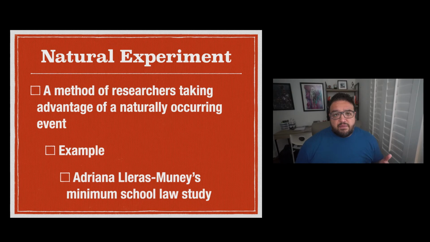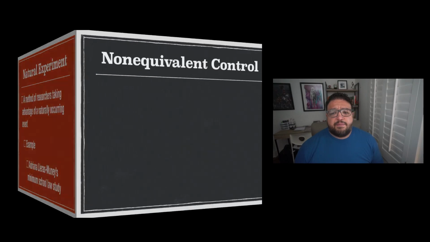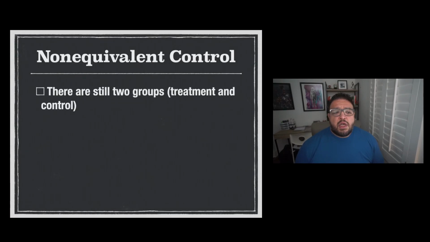That's an example of, again, a particular policy that was put into place, and you have the benefit of looking back at the data and seeing, was there any significant change because of this policy that was put into place? The next type of experiment, we have non-equivalent control.